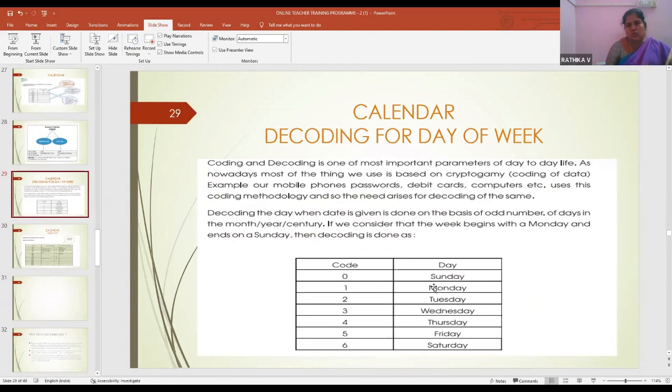Now coding, we are going to code it. Sunday means 0, Monday means 1, 2 for Tuesday, 3 for Wednesday, 4 for Thursday, 5 for Friday, 6 for Saturday. So we start with Sunday as 0. Using this, the 0, 1, 2, 3 and so on are the odd days. If the final answer is 0 odd days, the answer is Sunday. 1 odd day means Monday. 2 odd days means Tuesday. This is what we finally apply.